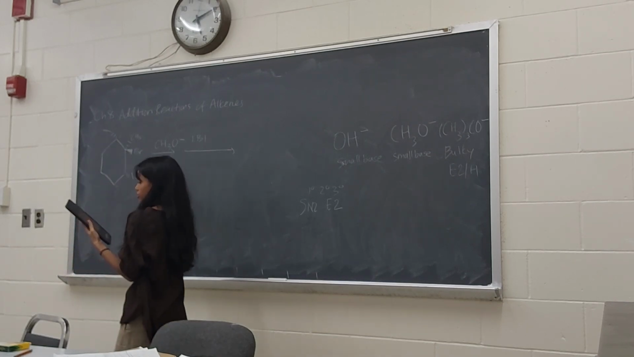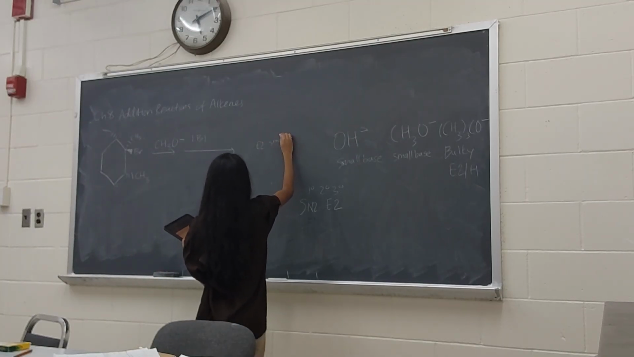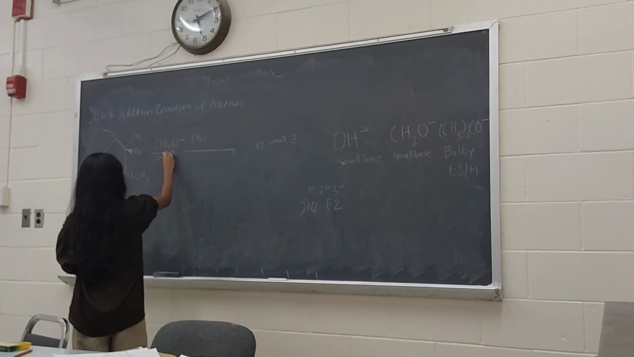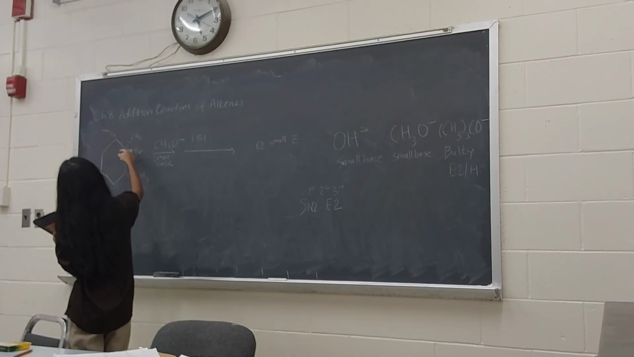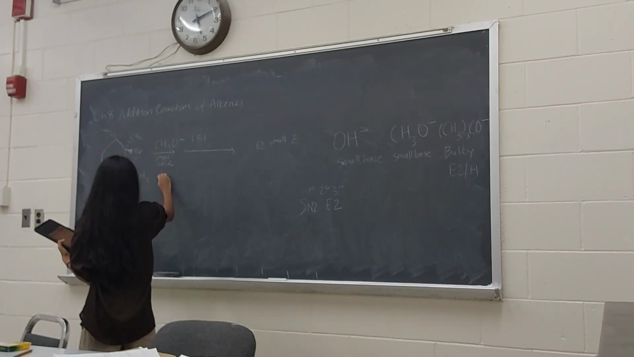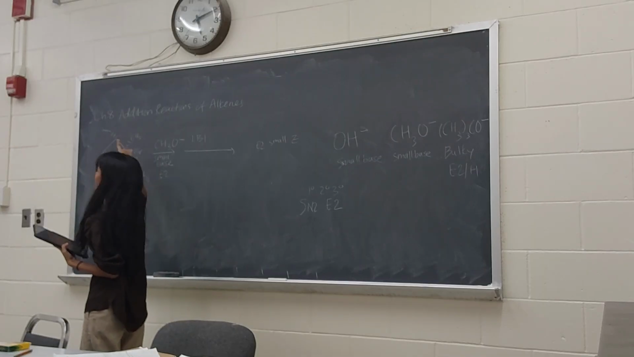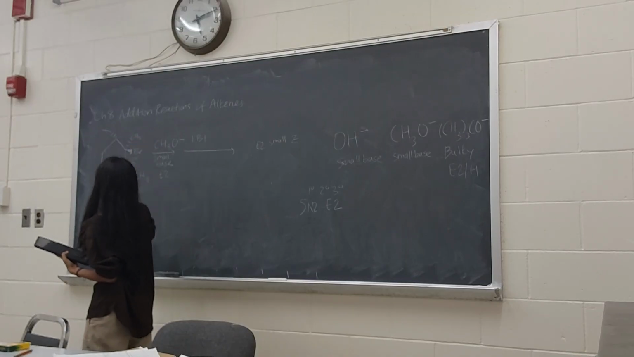So this is an exception to how E2 with a small base will be Zaitsev. So this is a small base, right? This Br is tertiary. Tertiary with a small base is E2. Why is it tricky? Because this Br is attached to this carbon, right? This carbon is attached to this carbon and this carbon. So this methyl group still has a carbon, right?